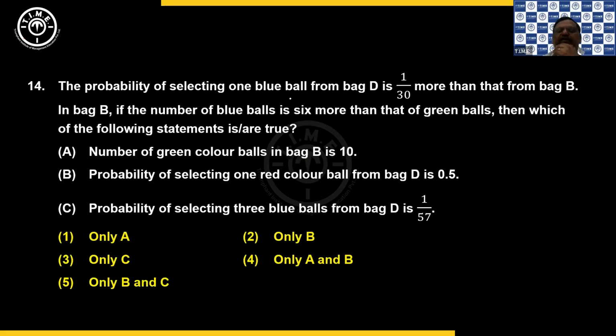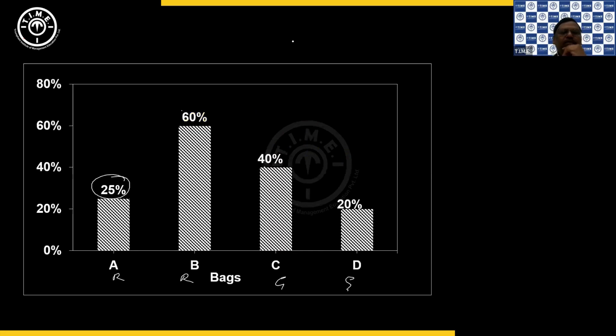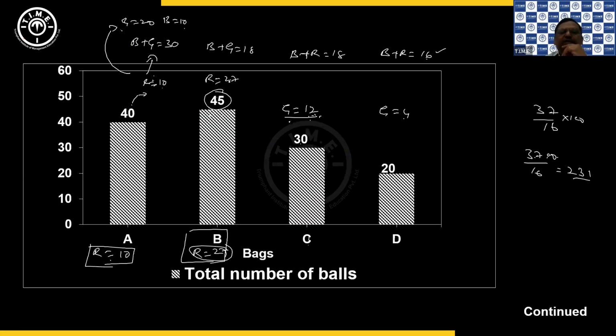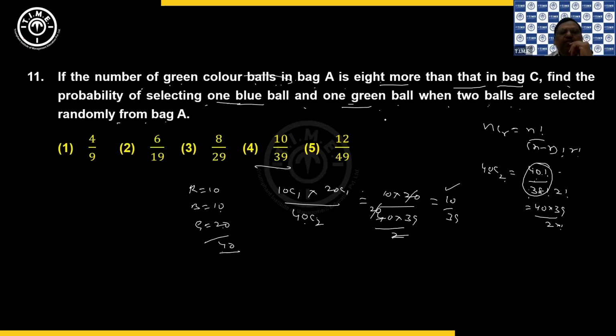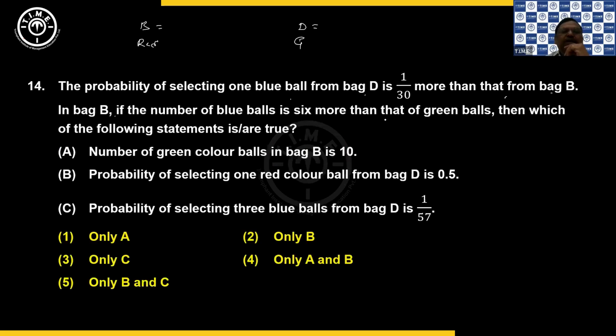Students, the probability of selecting one blue ball from D is 1 by 30 more than bag B. First of all, let's write B and D. B, what is the total number of balls? What is the red balls? D, what is the total number of balls? What is the green balls? First, let's take this information. Friends, B total is 45, 27. D total is 20, green is 4. Now let's see, please.